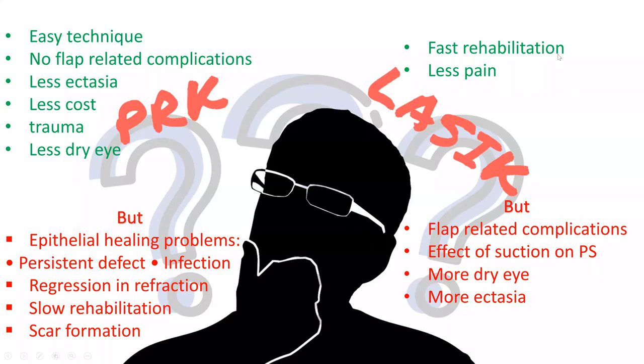What are the advantages of LASIK? LASIK will cause a faster rehabilitation, so the patient will restore his visual acuity very rapidly. However, in the PRK, it will take more days, like a few weeks, but both of them will reach the same final visual outcome after 1 month. It is just the faster rehabilitation in LASIK, but less rapid rehabilitation and more changing refraction after PRK.